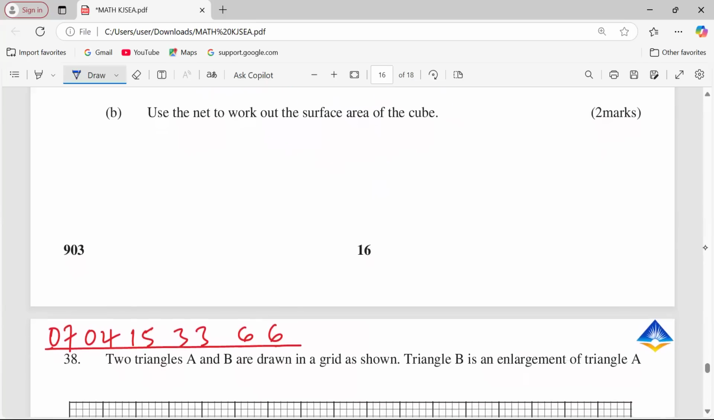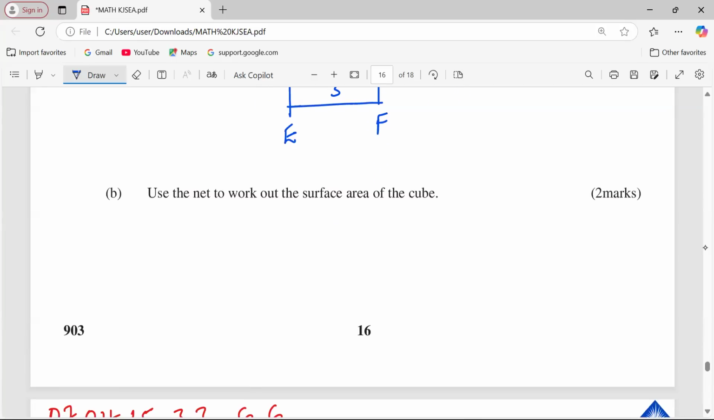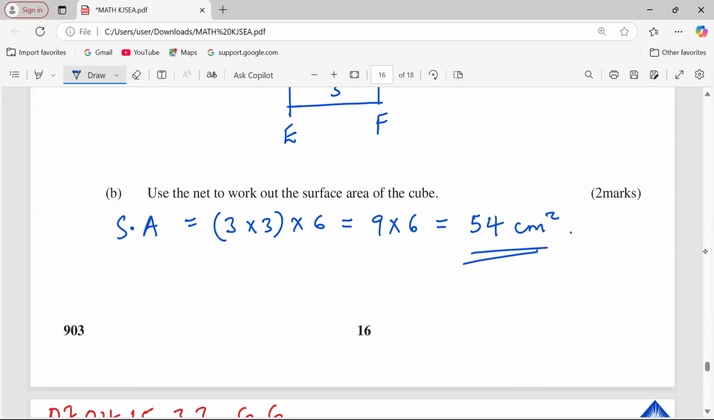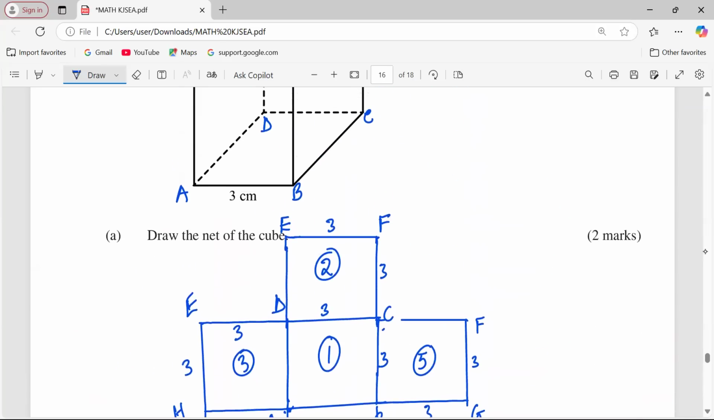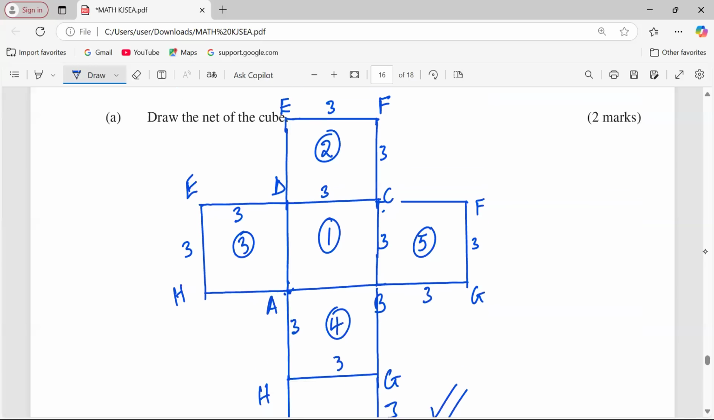Now, in part B of the same question, we are being advised to use the net to work out the surface area of the cube. So we are going to get the surface area by calculating, because it's a square, 3 by 3, then we multiply by 6 faces. So we need 9 by 6, giving us exactly 54 square centimeters. So that is it. Instead of working each individually, we just take 3 by 3 and they are 6 similar.